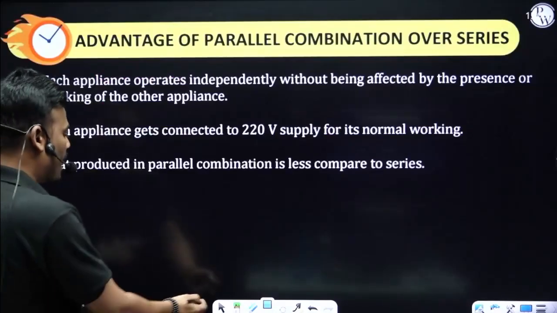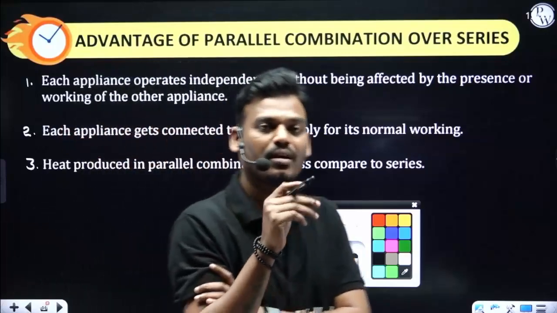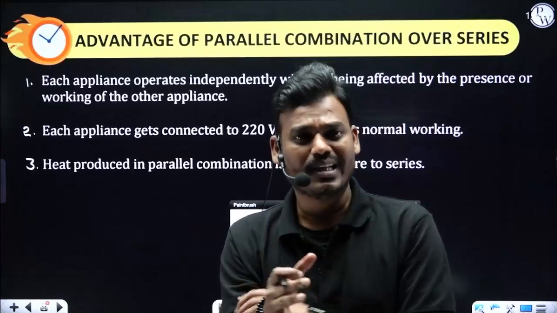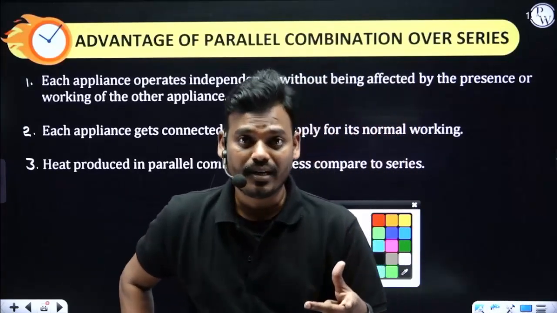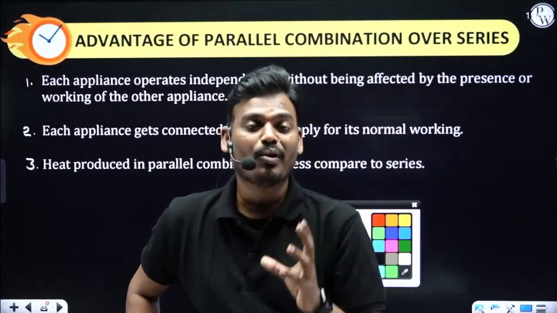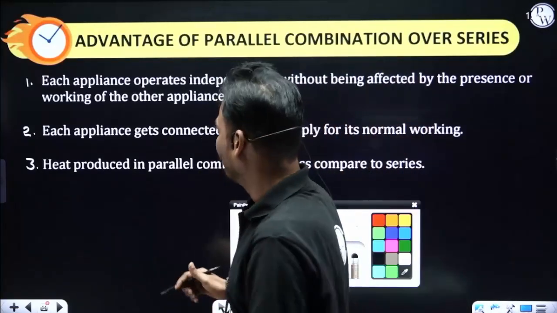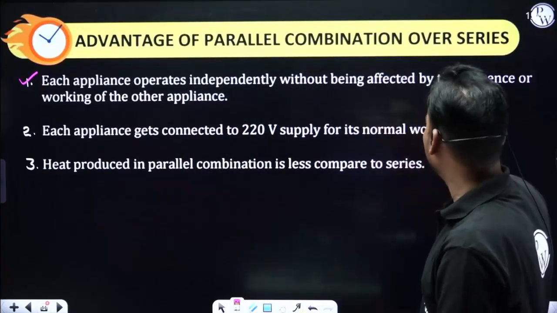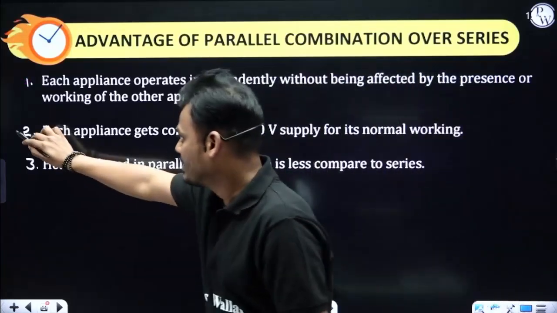Okay, concept. What are the advantages of a parallel combination over series? The first advantage: all the electrical appliances in a house, or you can say household circuits, whatever it is, the TV or fan, refrigerator, all the electrical devices or appliances get an equal amount of potential difference, or the same voltage. Okay, the second point: each appliance operates independently without being affected by the presence or working of other appliances. Okay, so this is the second point I have explained. Second point, it is clear.